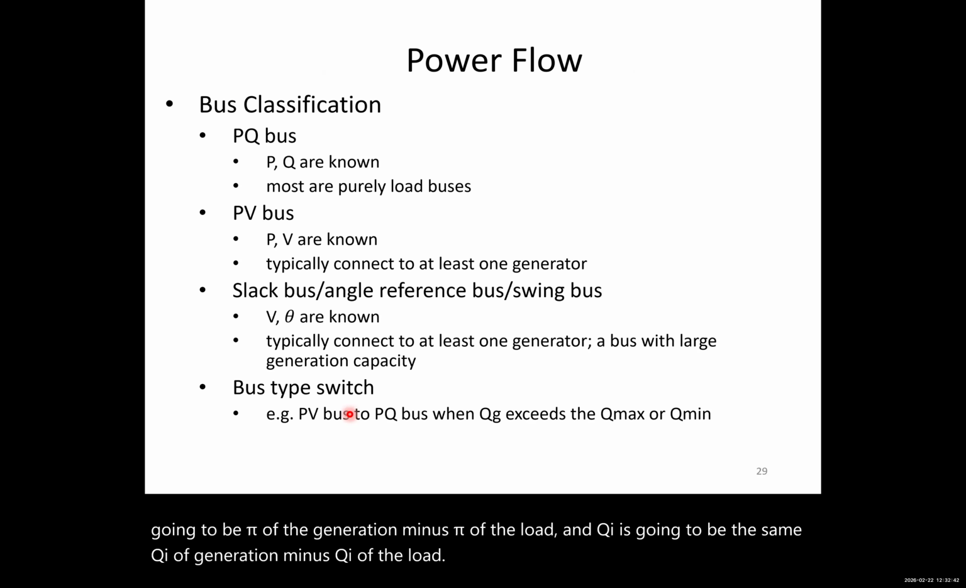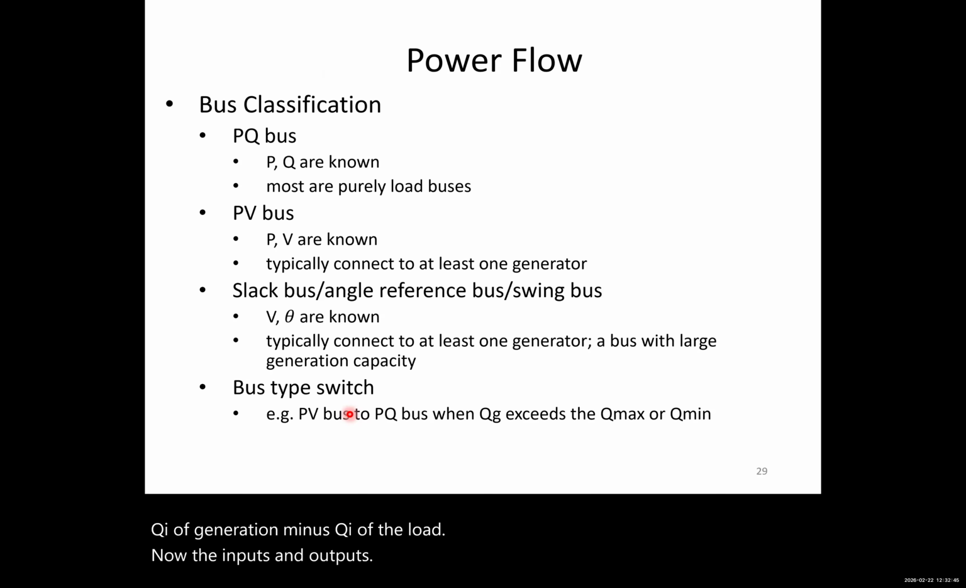Now, the inputs and outputs in the system must be determined as well. Before that, we have to do some clarifications. Buses are categorized by which quantities are specified. We have PQ bus. We have specified P and Q. So P and Q are specified, known. And V and theta are usually unknown. So most are purely load buses, and here V and theta are unknown.